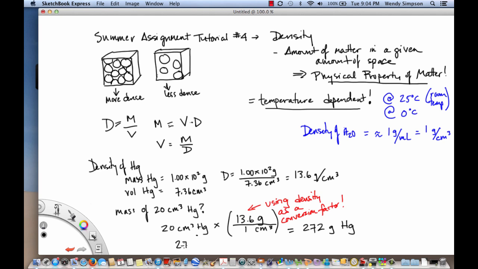If I had 272 grams of mercury and I wanted to know the volume, I would take the density of mercury conversion factor, but it's flipped around. If I'm going to volume, centimeters cubed goes on the top: the unit I convert to goes on the top, the unit I want to cancel goes on the bottom. So in 1 centimeter cubed of mercury, I have 13.6 grams. Again, this is my density as a conversion factor, just flipped around. So I have 272 divided by 13.6, which is 20 centimeters cubed of mercury. So that is density in a nutshell.